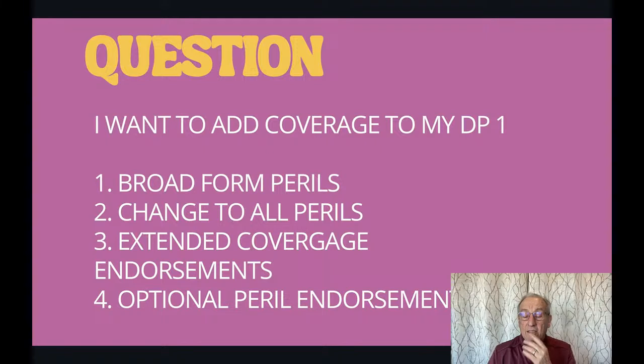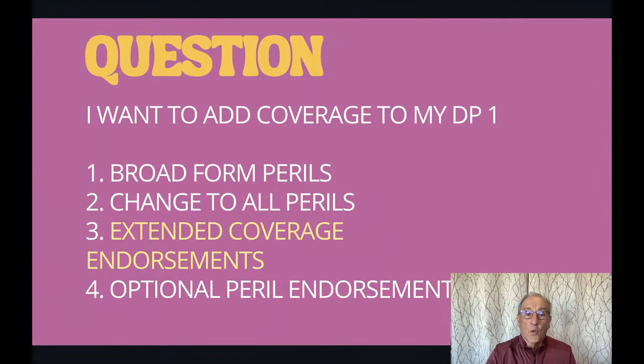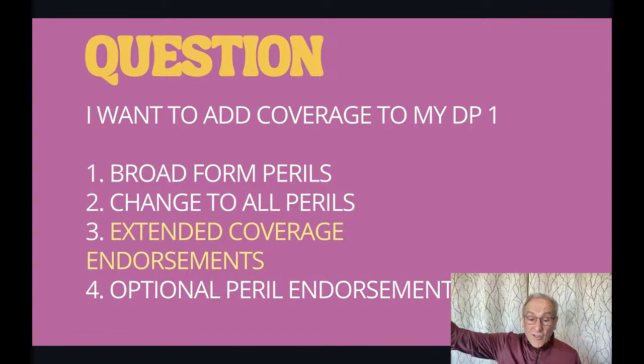So let's explain this. The only correct answer here is the third one. Why? I can't add broad form perils to a 1. They come with a 2, okay? I can't change to all perils. That's a 3, okay? There is no such thing as an optional peril endorsement. What it's called is ECE, Extended Coverage Endorsement number 1 or Extended Coverage Endorsement number 2. That's all I can do to my dwelling policy 1.